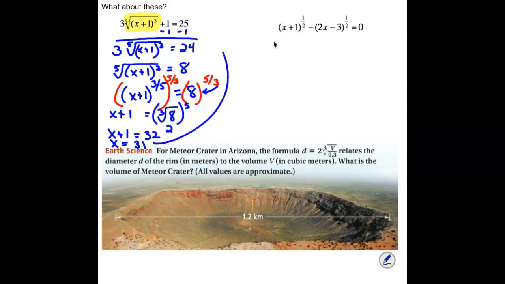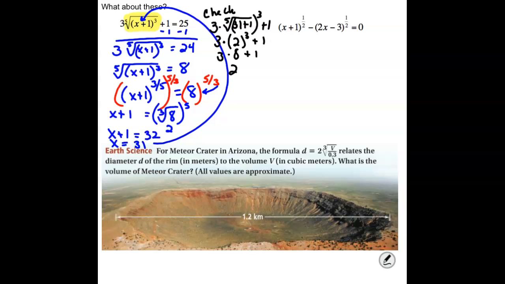All right, plugging that back in to check it. 3 times the 5th root of 31 plus 1 cubed plus 1, and we're trying to get a 25. 31 plus 1 is 32. Its 5th root is 2. 2 cubed is 8. 8 times 3 is 24, plus 1 is 25, which is what we're supposed to get. So it is correct.